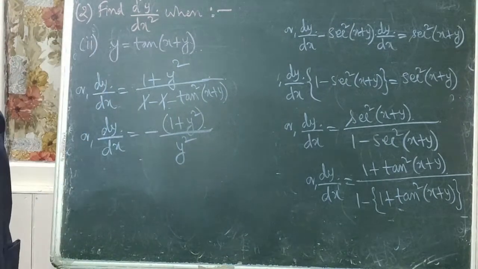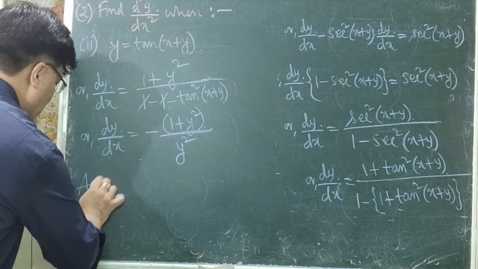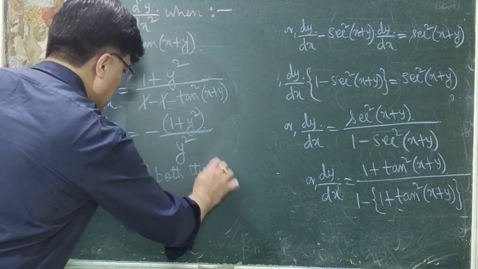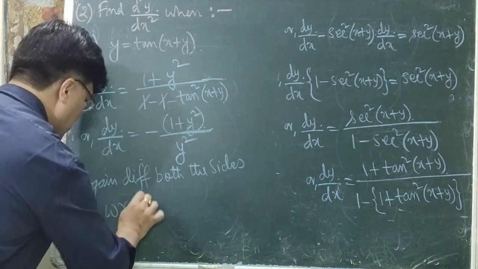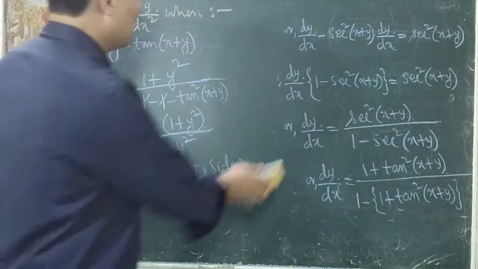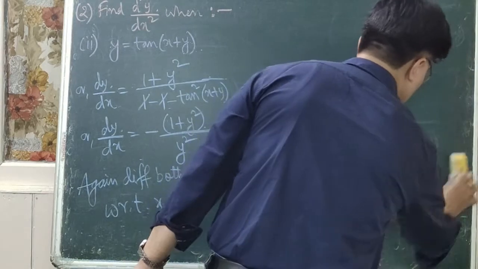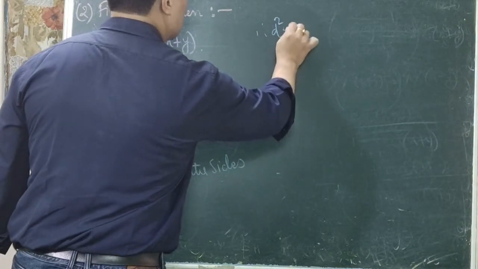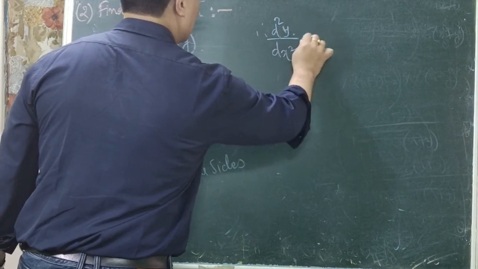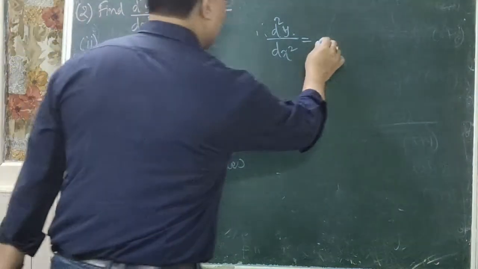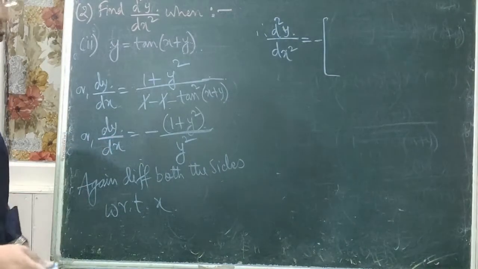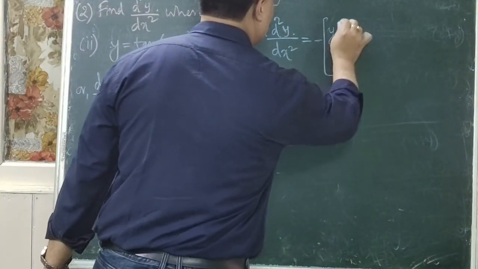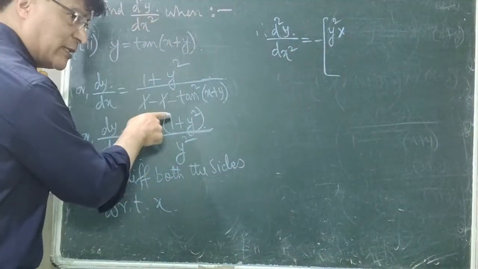Now again you have to differentiate it with respect to x. Now write down, again differentiating both the sides with respect to x. Okay, so again we are differentiating both the sides with respect to x, right? So now dy by dx becomes d2y by dx square, which is equal to, now minus sign is there, so within the third bracket you have to use the u by v rule. Both y and x are variables here, y is also a variable. Now keep the denominator as it is, y square into, now differentiate the numerator.